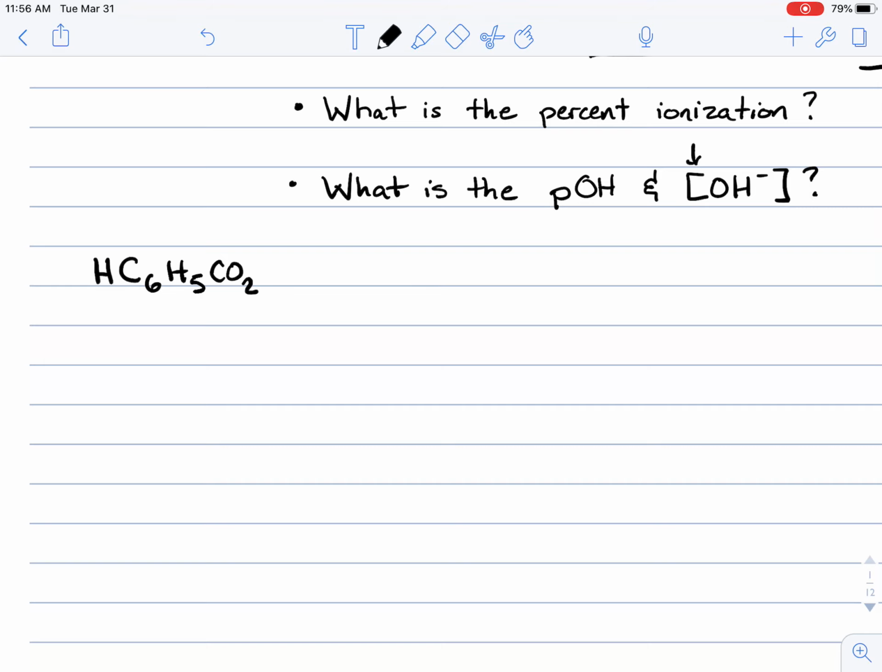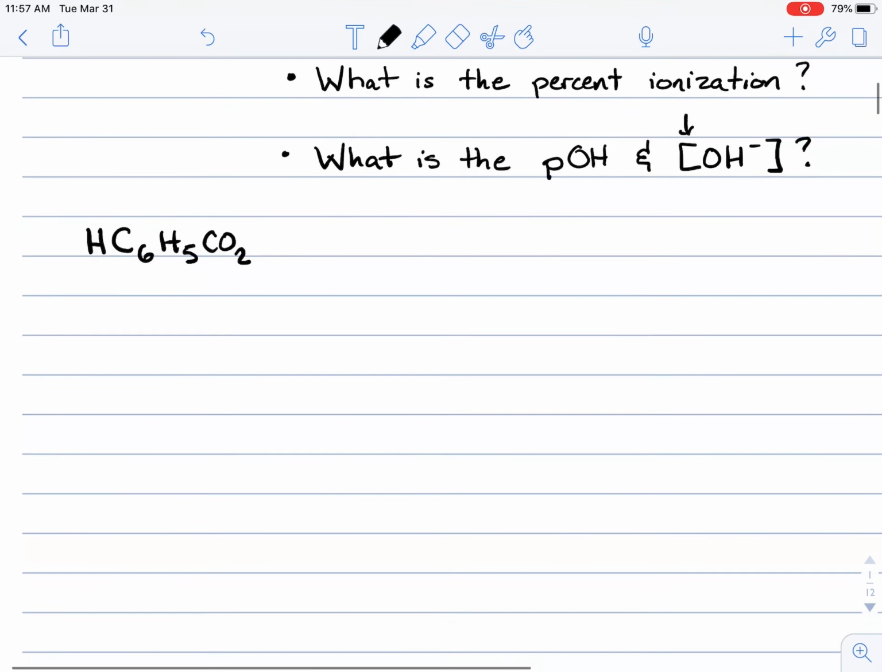And so for us to do so, we're going to have to look at this chemical formula and figure out what the ionizable hydrogen is. Here there are two sources of hydrogen. There's a hydrogen right in the front, and there's a hydrogen right in the middle. There's 5 hydrogens right in the middle.